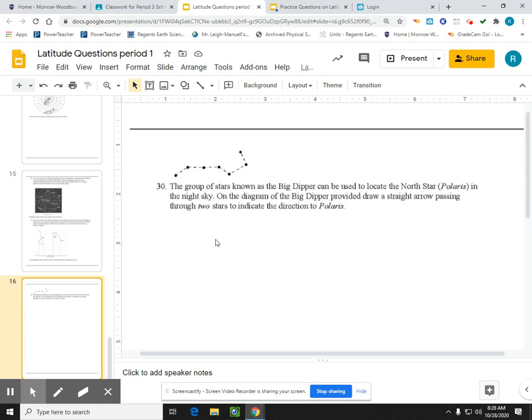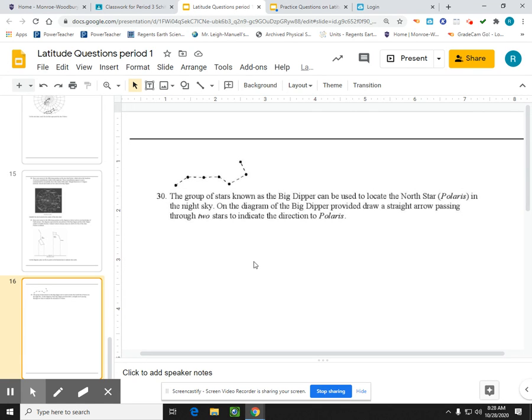And then this question says the group of stars known as the Big Dipper can be used to locate the North Star Polaris in the night sky. On the diagram of the Big Dipper provided, draw a straight arrow passing through the 2 stars to indicate the direction of Polaris. And if I use this tool here, that would be straight out like something like that. So you'd use those 2 stars right there.